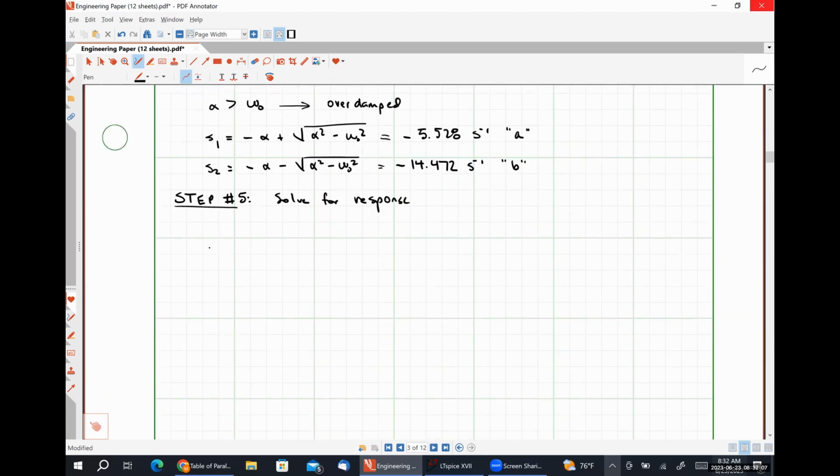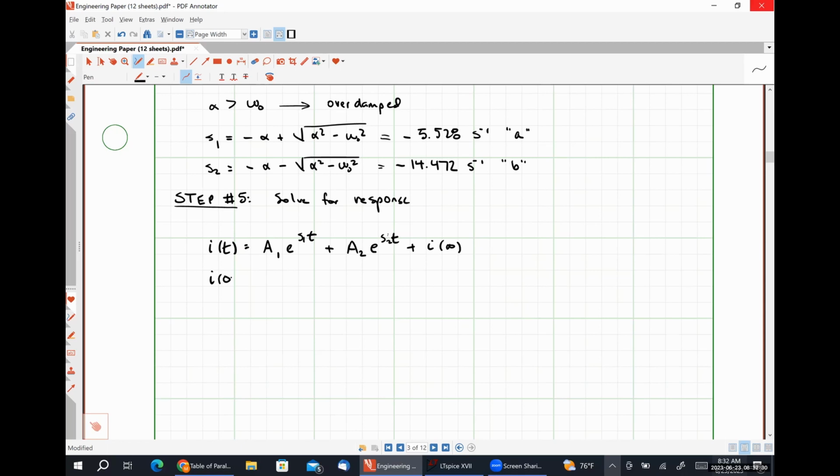So I'm going to have I of t is equal to A1 e to the S1 t plus A2 e to the S2 t plus I at infinity.